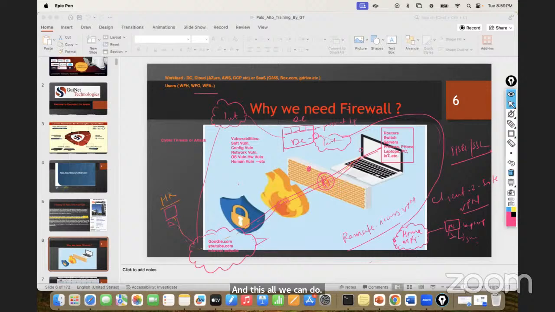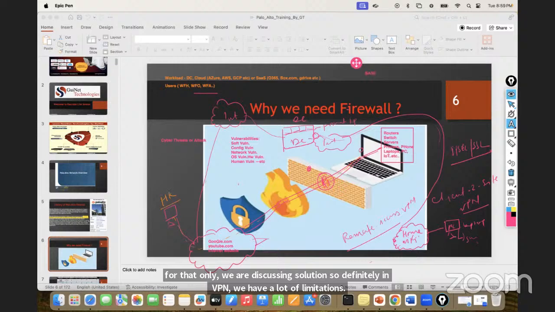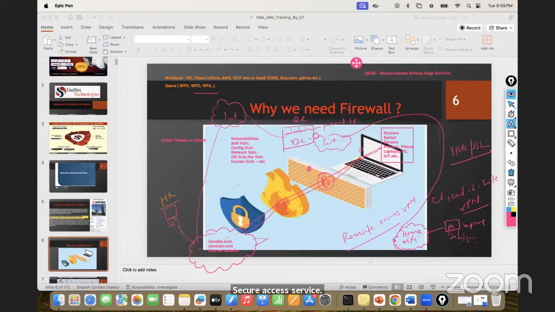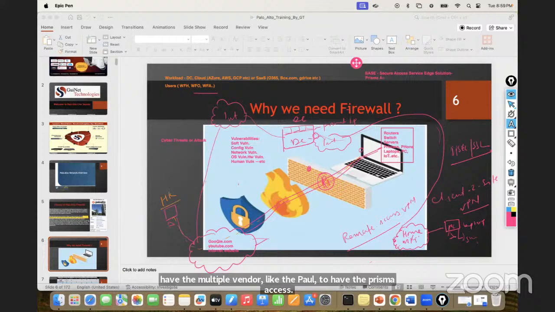Yes, definitely, Jayat, we have different limitations on client connections, and for that only we are discussing the SASE solution. Definitely in VPN, we have a lot of limitations. To overcome those limitations, we have the new solution known as Secure Access Service Edge solutions. This is the new solution, where we have multiple vendors, like Palo Alto, which has the Prisma Access solution.